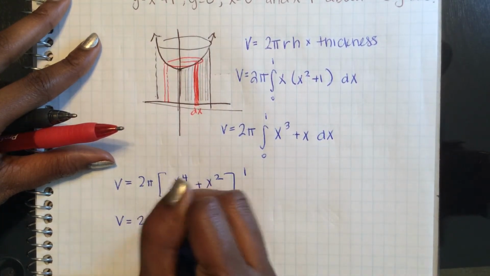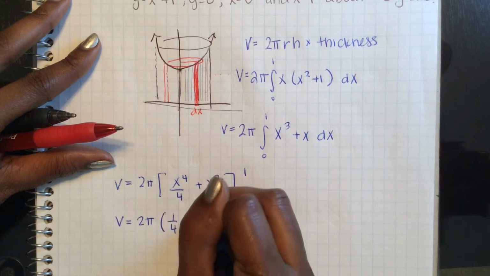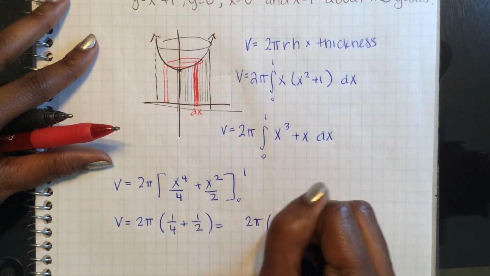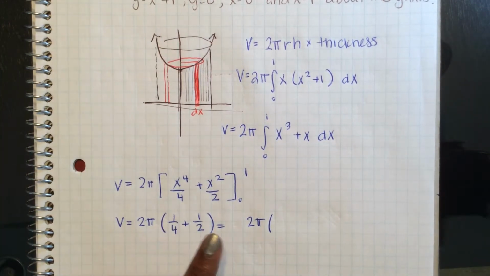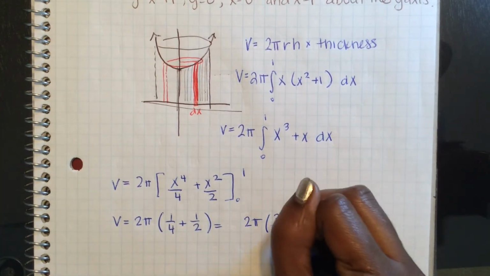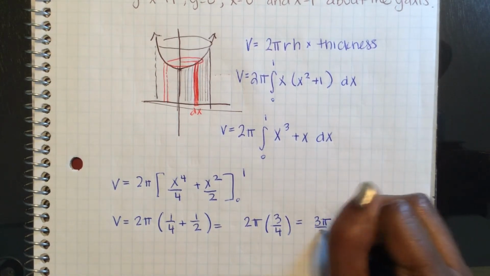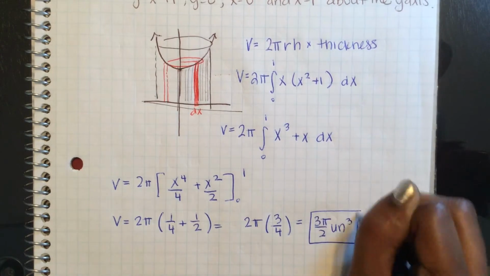Volume equals 2 pi times 1/4 plus 1/2. 2 pi multiplied by 1 plus 2 over 4, which is 3/4. That is 3 pi over 2 units cubed.